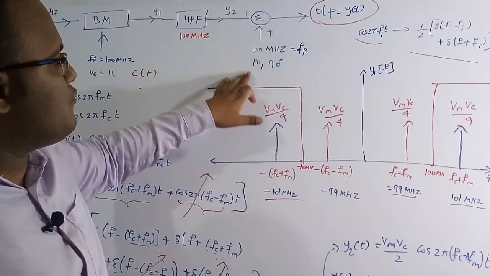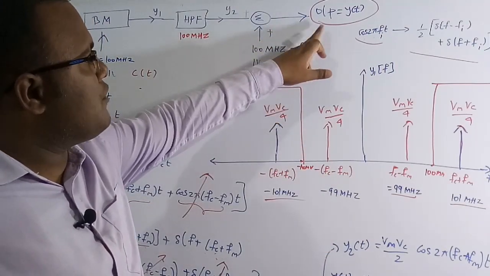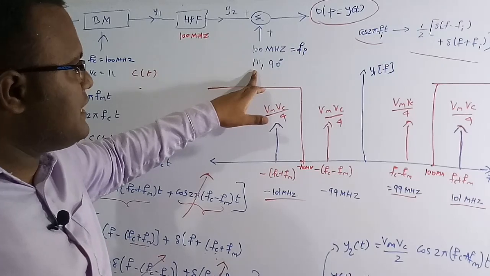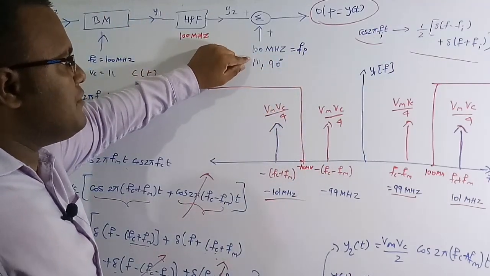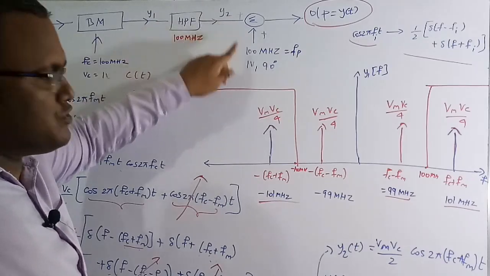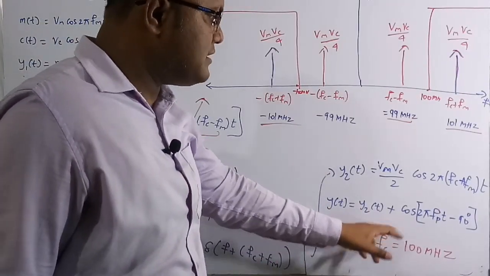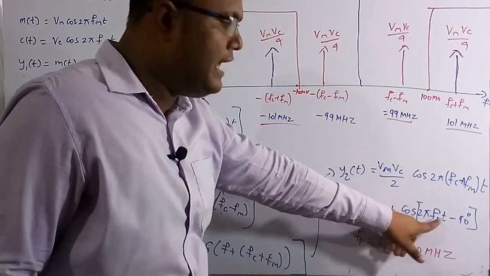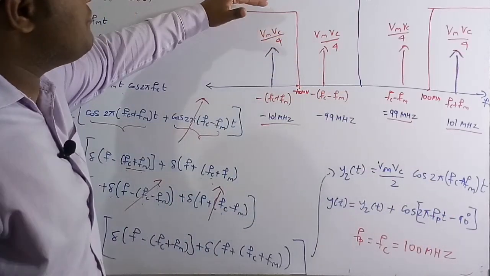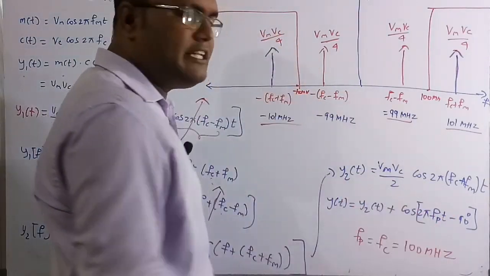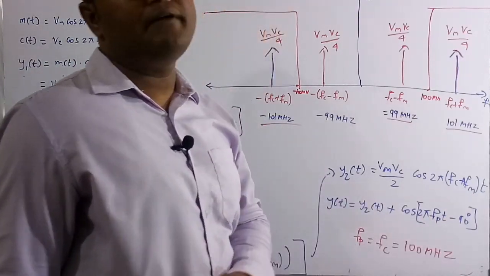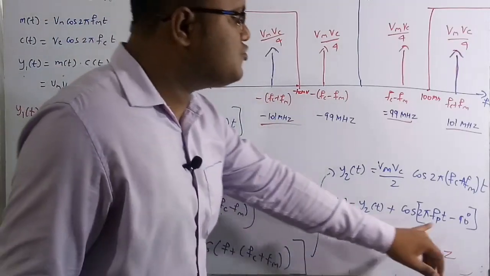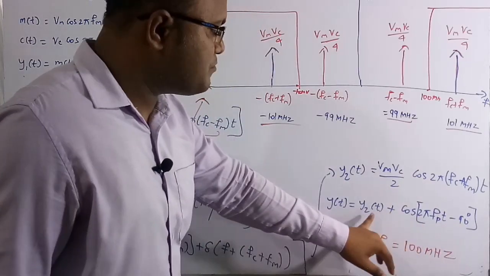Now the output y of t is the summation of two signals, y2 of t and this other signal. In the question they have given that this has a phase shift of 90 degrees with respect to the input. So y of t is equal to y2 of t plus a cos with frequency Fp and a phase shift of minus 90 degrees. They only mentioned 90 degrees, whether positive or negative is not mentioned, so let me assume a phase shift of minus 90 degrees with respect to y2 of t.